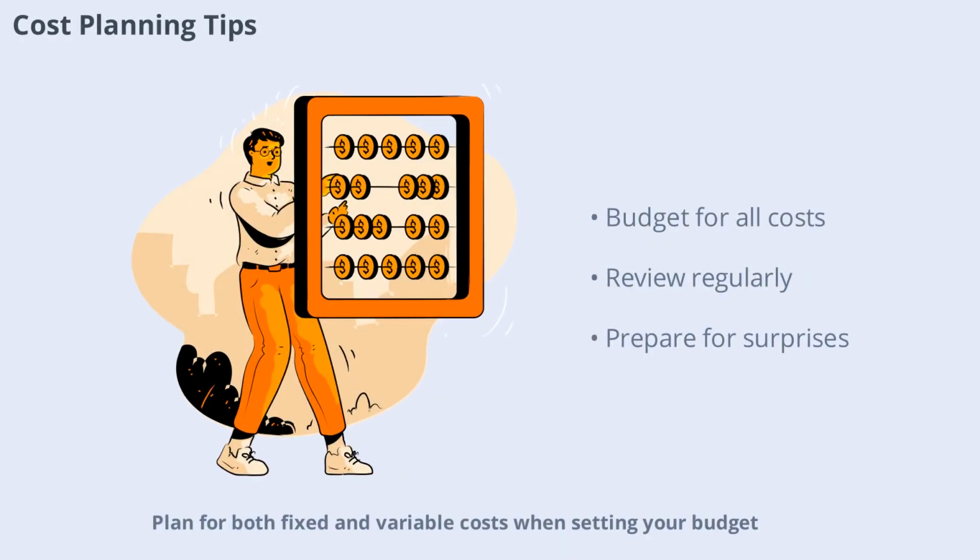Plan for both fixed and variable costs when setting your budget. Build a cushion for unexpected changes and regularly review your spending. This proactive approach helps you avoid cash flow problems and keeps your business on track for success.